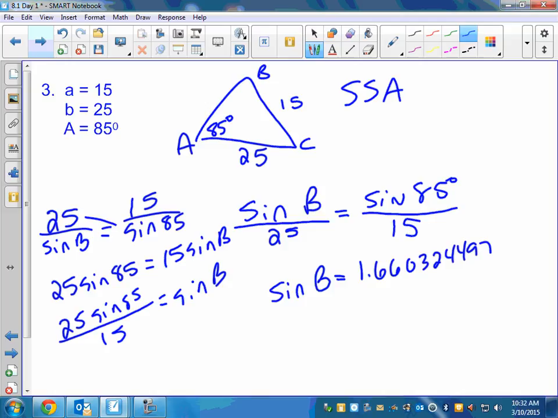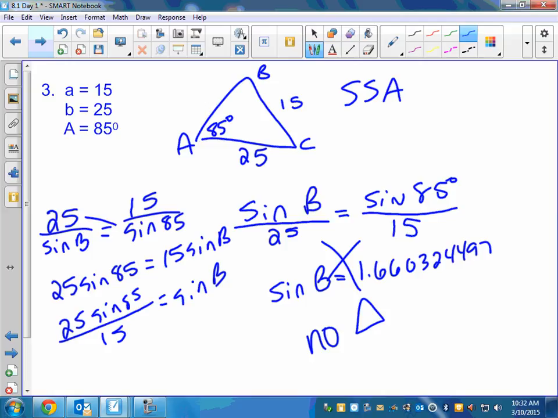Jake said this is out of our domain, because sine can't be bigger than 1. But the great thing is, if you forget that, if you do inverse sine on your calculator of 1.66, it will say domain error. It'll say undefined, because you can't take the sine of something bigger than 1. Is there an angle that meets this requirement? There's not. So that means there is no triangle formed. Given those lengths of sides and that angle, it does not make a triangle. And so you get to stop. There's no triangle.